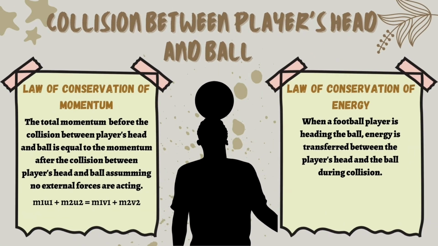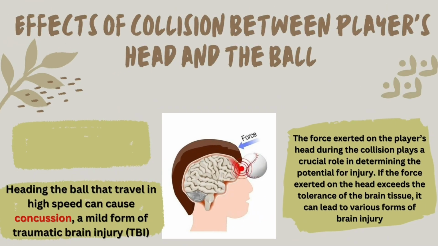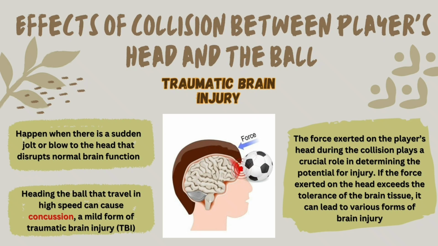This situation relates to two laws. First, law of conservation of momentum. The total momentum before the collision between player's head and ball is equal to the momentum after the collision between player's head and ball, assuming no external forces are acting. The second one is law of conservation of energy. When a football player is heading the ball, energy is transferred between the player's head and the ball during the collision. Collision between player's head and the ball will cause traumatic brain injury.